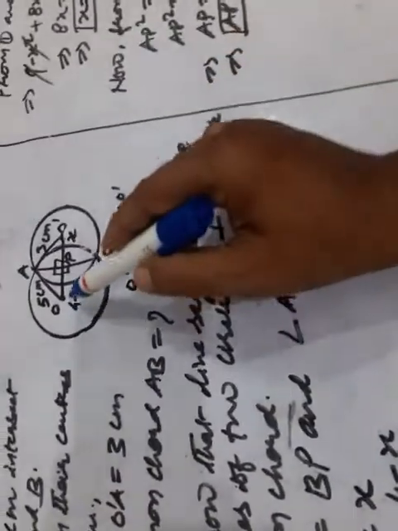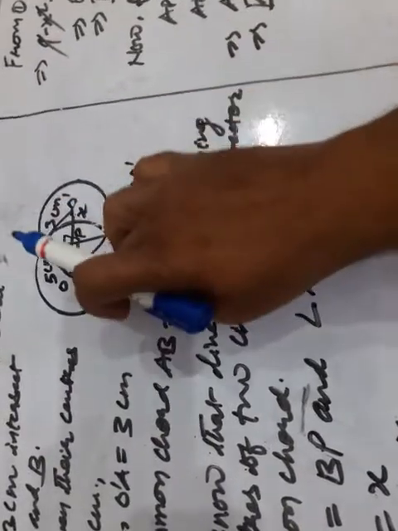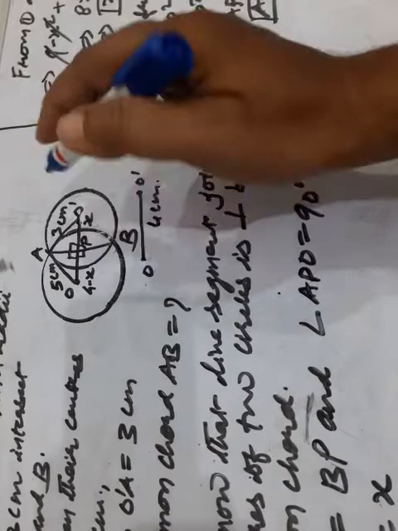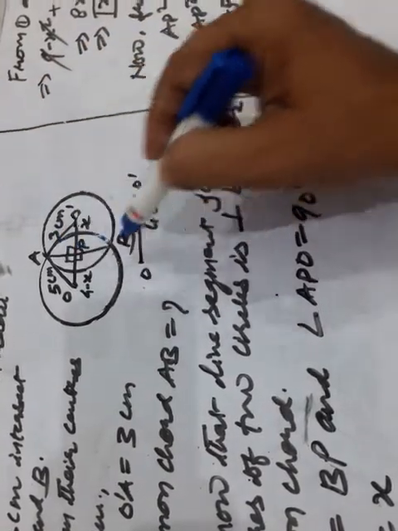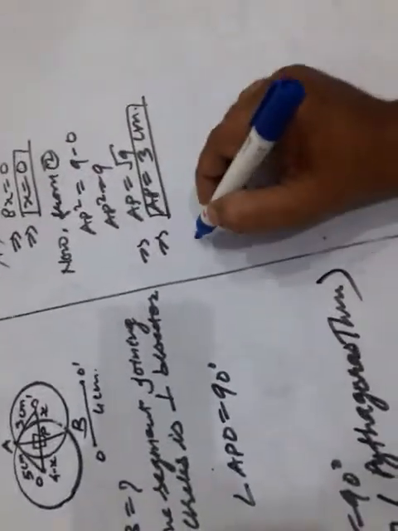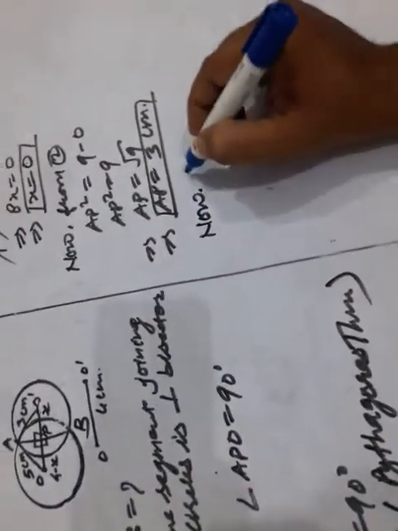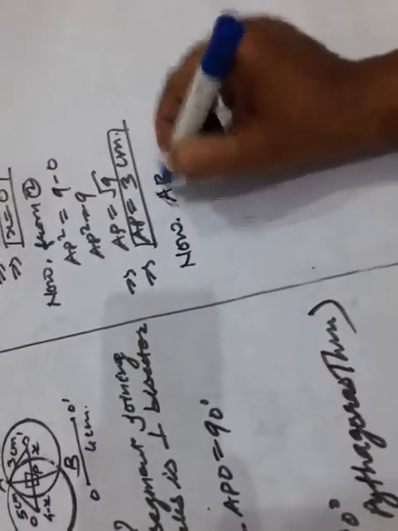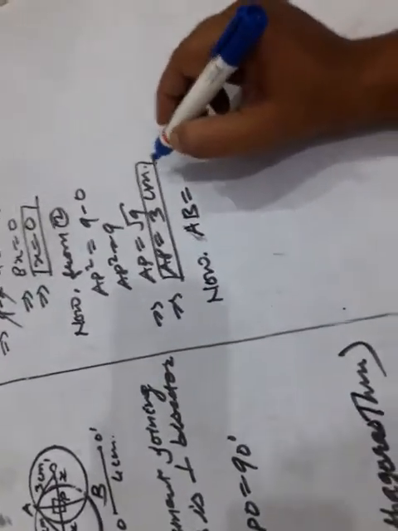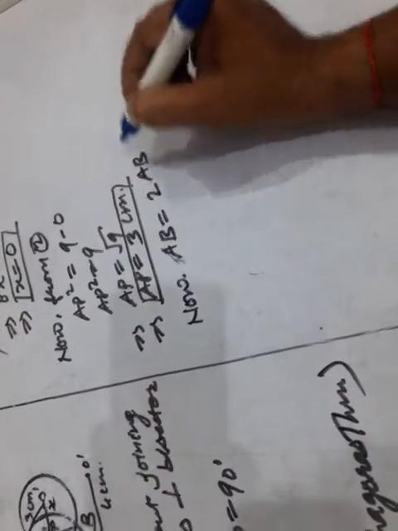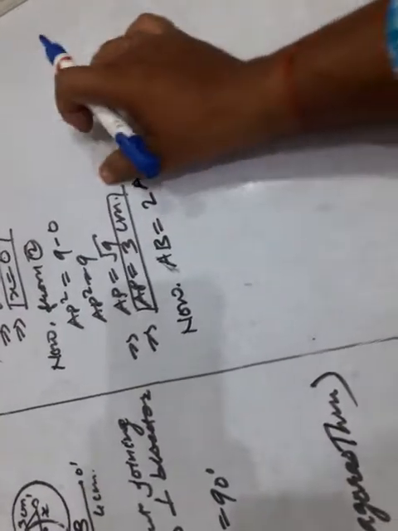Since, you know, at the beginning we told that the line segment joining the centers of two circles is the perpendicular bisector of the common chord. So AB equals 2AP. Why?